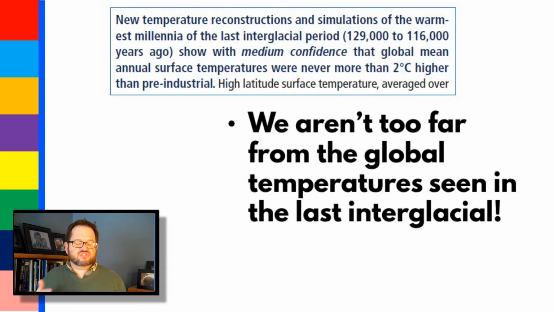And here's the deal. Temperature reconstruction showed that with medium confidence, the global mean annual sea surface temperatures were never more than 2 degrees Celsius higher than the pre-industrial level. That's not far from where we are now. Okay, we're nearly 2 degrees above pre-industrial. In other words, back in the last interglacial, when sea levels were so ridiculously high, it was about the temperature we are now. Maybe a fraction of a degree cooler than that, but we're headed towards 2 degrees and more.